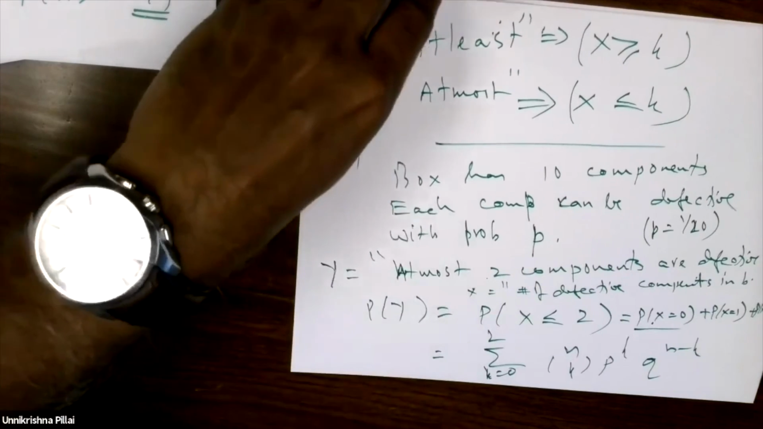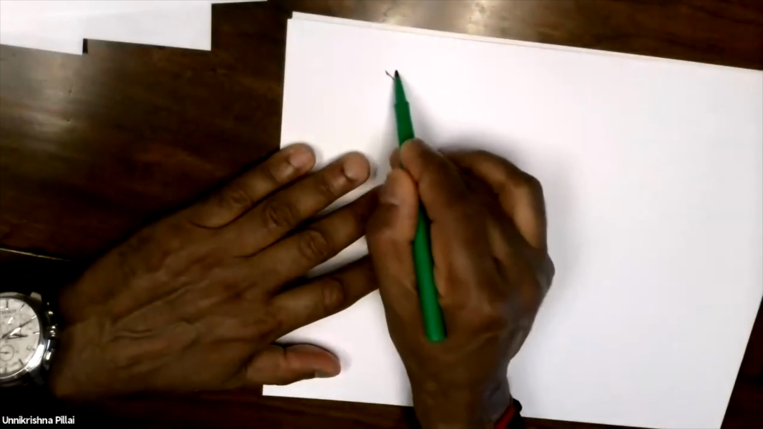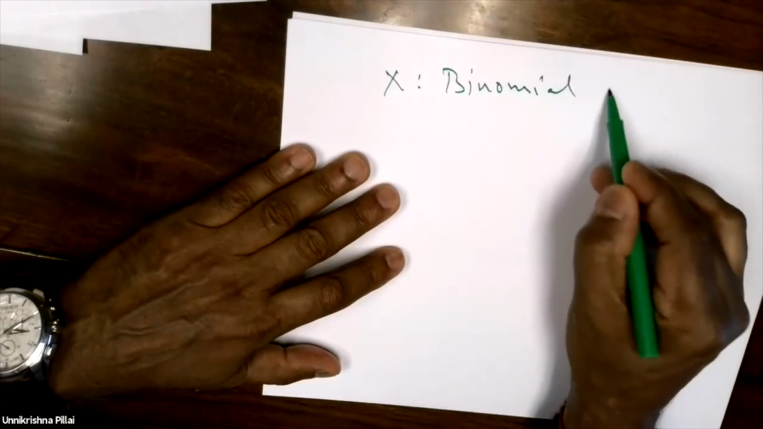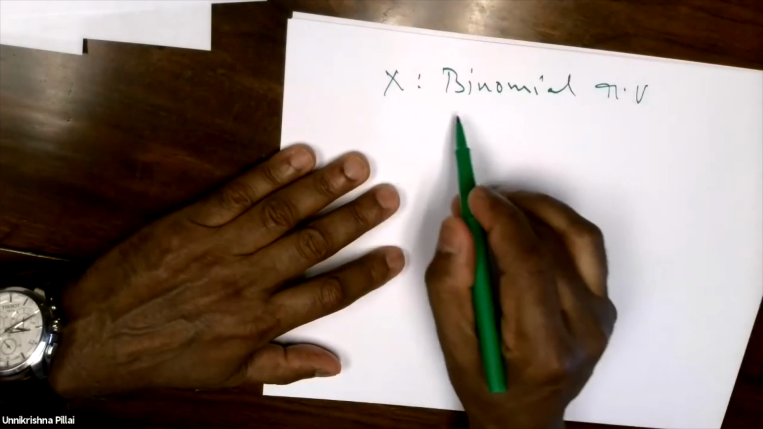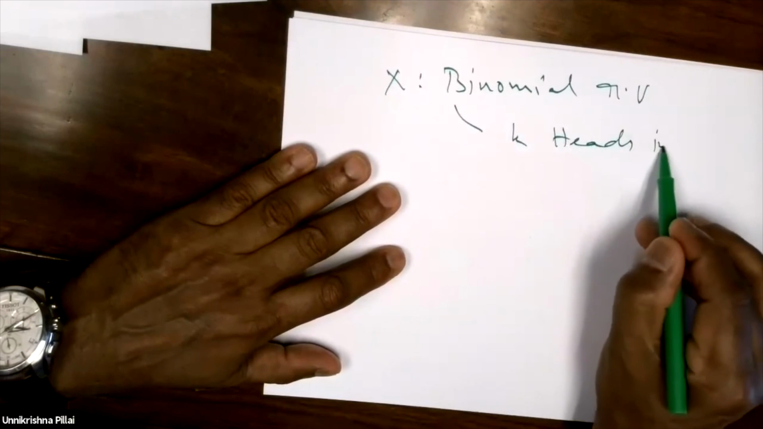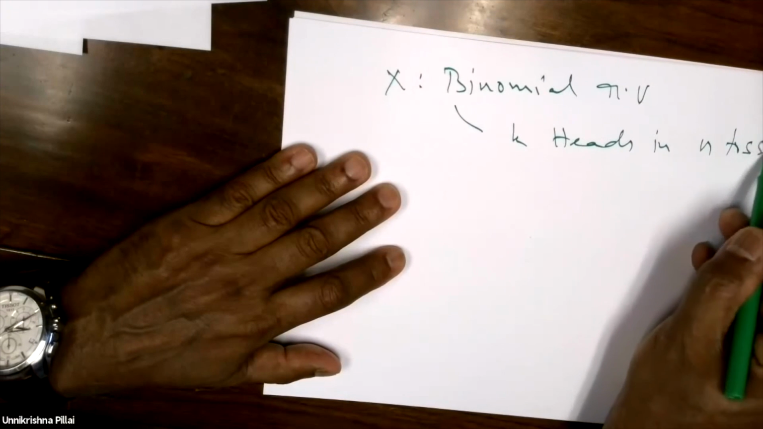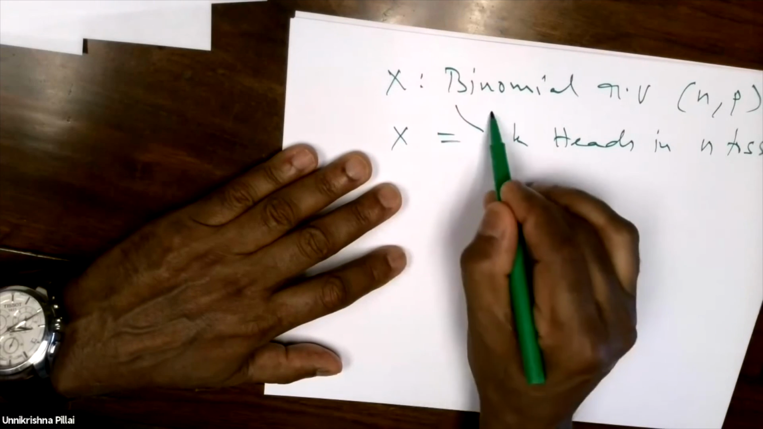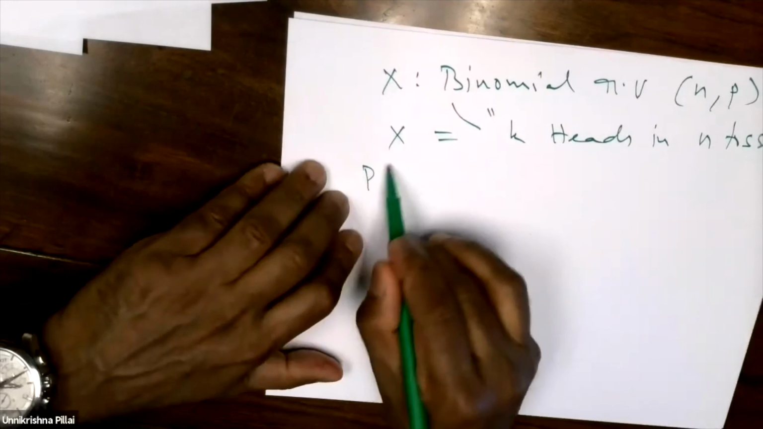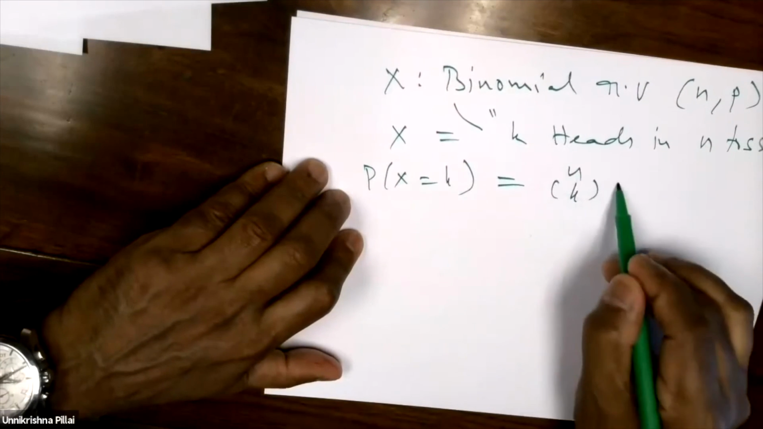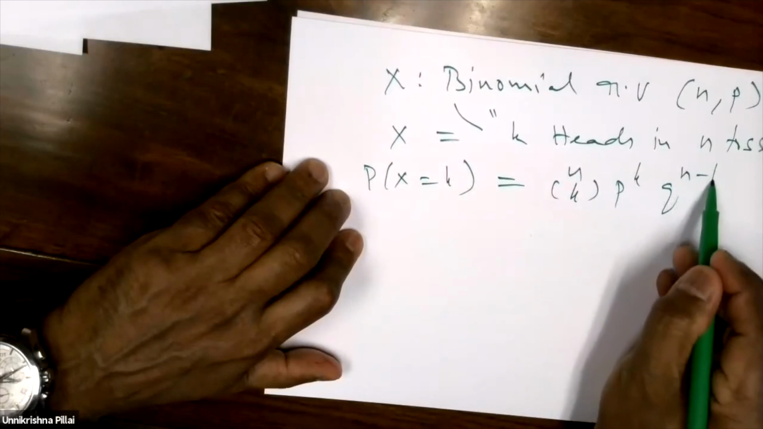Any questions? So I'm going to move on again, connected with the binomial. We are talking about the binomial random variable. Essentially k heads in n tosses. That's what the random variable is representing. It has 2 parameters, n and p. X is k heads in n tosses. Probability of x equal to k is n choose k, p to the power k, q to the power n minus k.